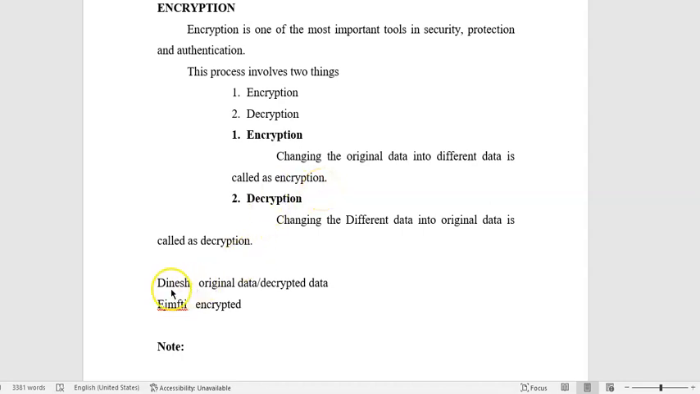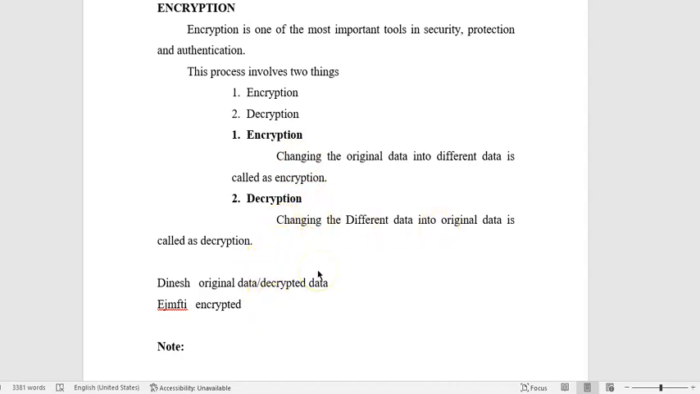So let us take this example. We are going to have Dinesh. So Dinesh is the original data. This original data is being encrypted as EJMFTI. This is the encrypted data, that is the different data. So changing the original data into different data is called encryption. Vice versa, if you take the different data and get your original data, then it is called decryption. Encryption is changing your original data into different data, and decryption is changing the different data into original data.